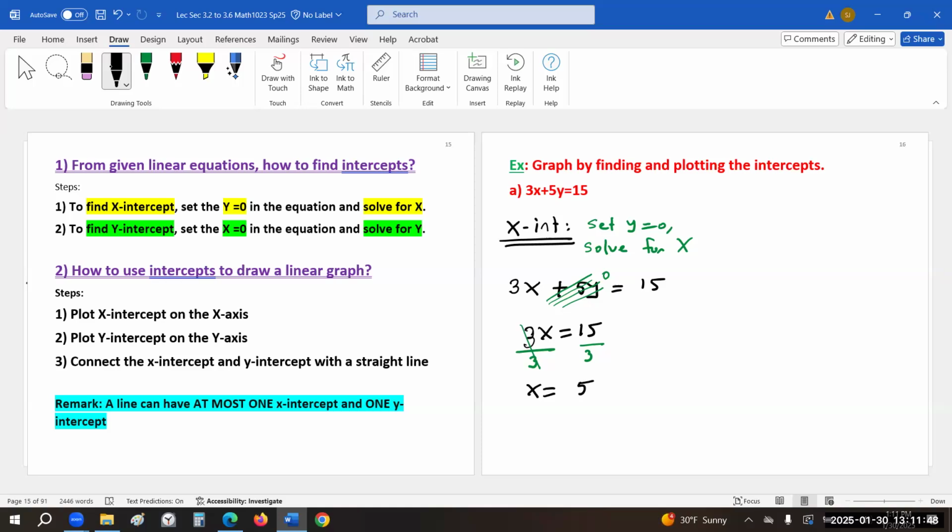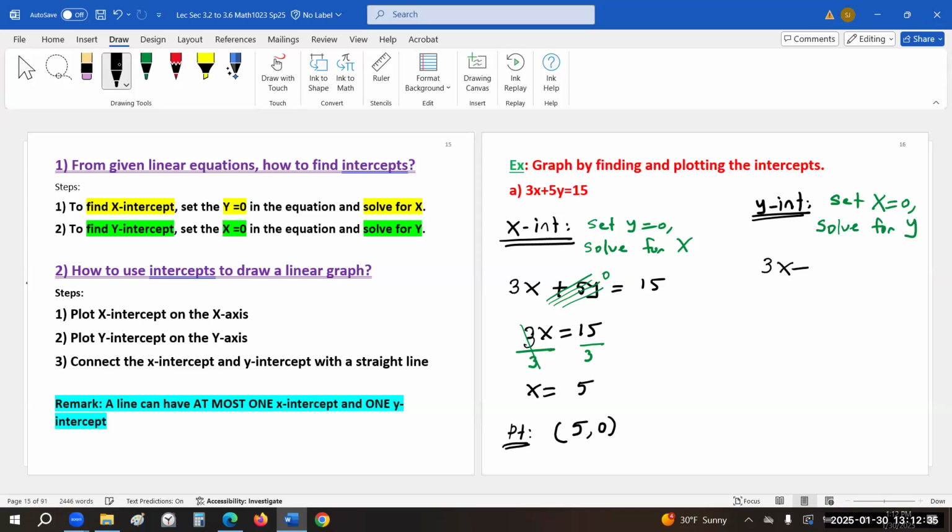But they want you to write a point. So how are you going to write x equals 5? (5, 0). Every x-intercept has to have y equal to 0. So we have a number for x, which is 5, but our y is always 0. We do the exact same thing for the y-intercept, but this time we get rid of the other variable. So we set x to be 0 and we solve for y.